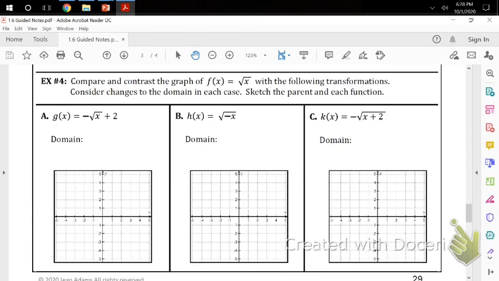All right, and with example 4, it's just more of the same, but now we're going to use the square root of x. It tells us to compare and contrast the graph of f of x equals square root of x with the following transformations. Consider changes to the domain in each case, sketch the parent and each function. So it wants us to put the parent function on each one of these. So I'm actually going to go ahead and do that first.